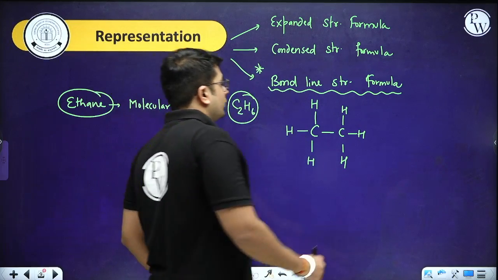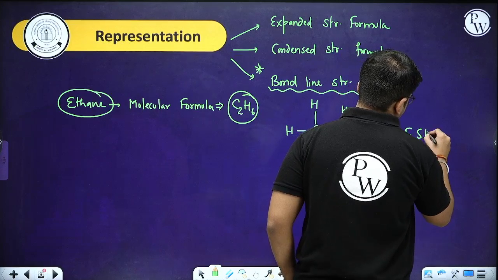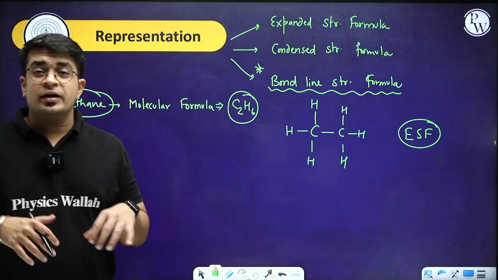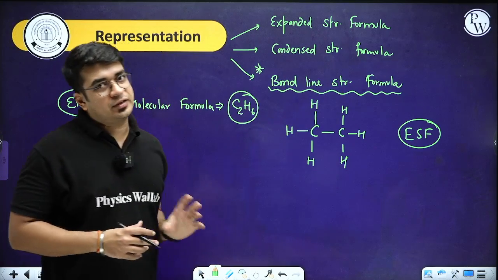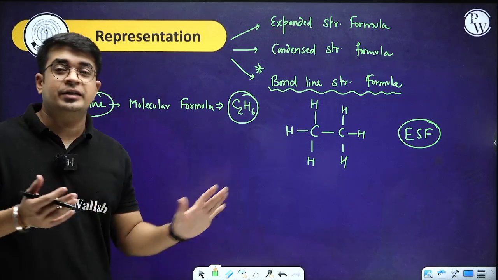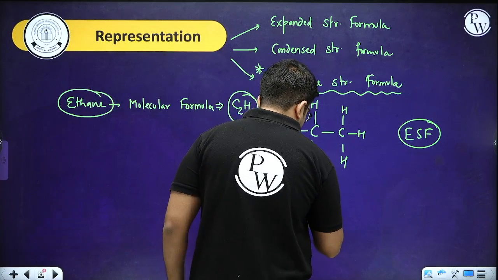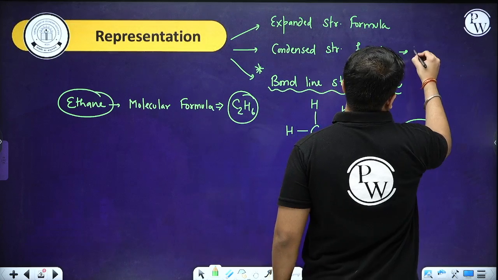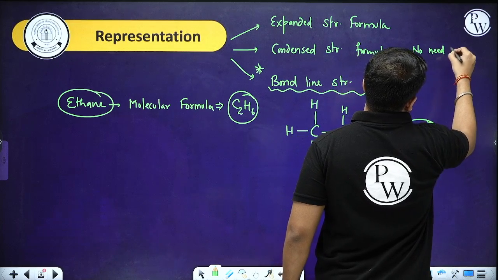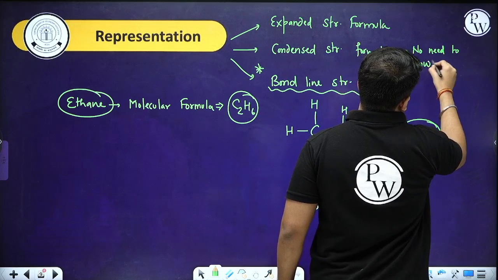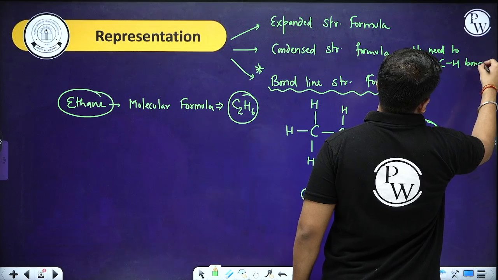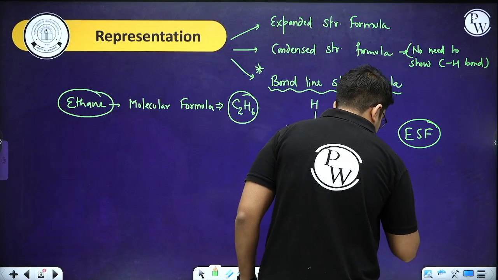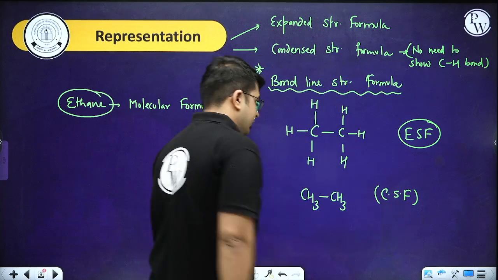This one will be the ESF, expanded structural formula. Or in the case of the condensed formula, you can use carbon with hydrogen as it is. There is no need to represent the bond of carbon and hydrogen. So that will be CH3 and CH3. You can only show the carbon-carbon bond. That will be the condensed structural formula.